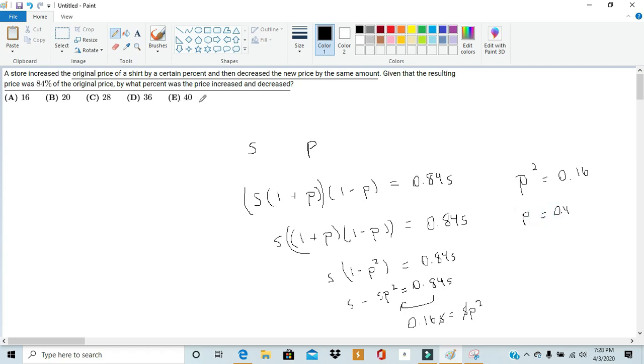Well, wait, there's no 0.4 in this. Well, that's because we kept P as a decimal. But if we convert P back to a percent, we get P is equal to 40% by multiplying by 100. So ultimately, we see that E is the right answer in this case.